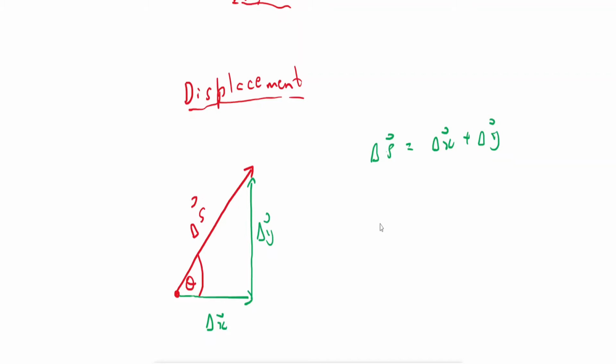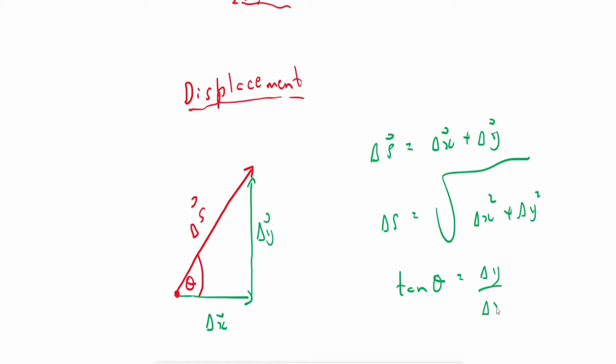Now from this we know from Pythagoras we can actually find the magnitude of delta s, which is just going to be the square root of delta x squared plus delta y squared. I can find the angle theta by just taking the tan of delta y over delta x. Again, go and watch the video on vectors to understand what I'm doing. All right, so I could find that. Let's just do a simple example.